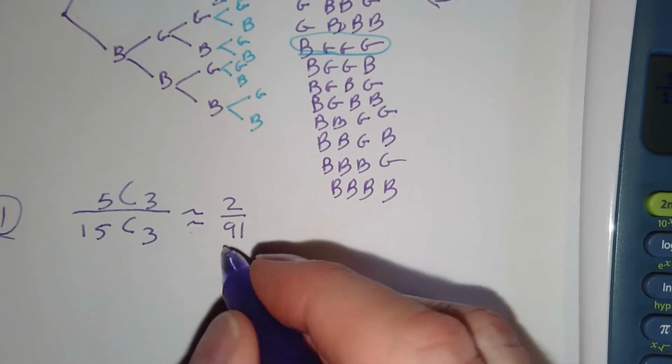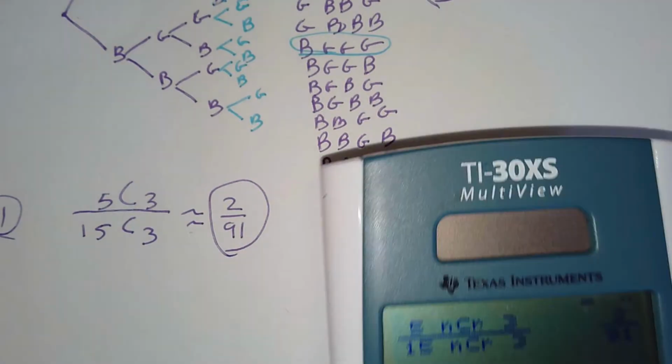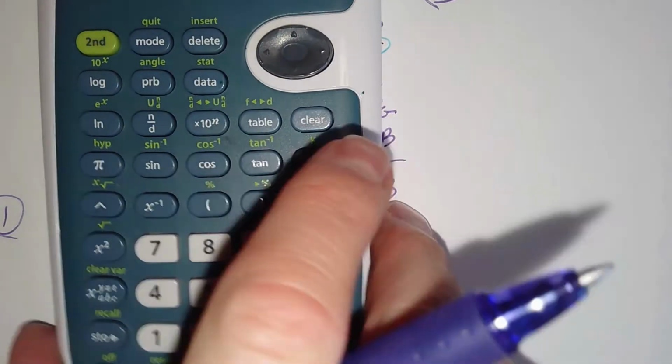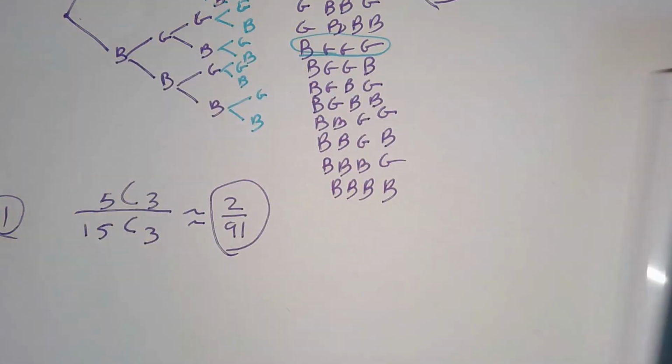Now, if on the test they ask you to write these probabilities from problems 9, 10, 11 as decimals, just remember, next to your 3 key, you have that double arrow key. You would just hit that double arrow key, and it will give you the probability as a decimal. So, to the nearest thousandth would be 0.022. So, a little over 2% chance.